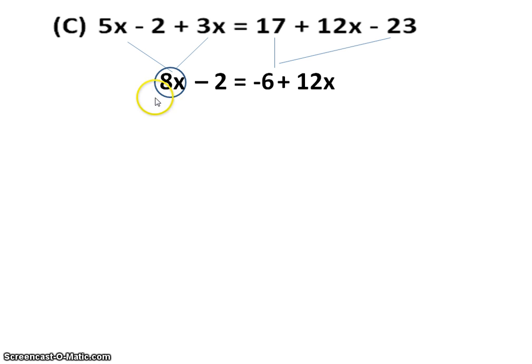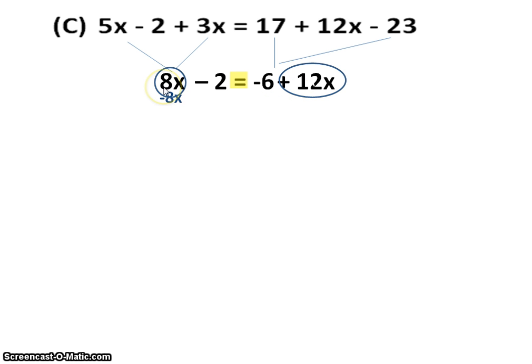Now I'm going to continue to look for like terms. On the left-hand side I have an 8x. On the right-hand side I have a plus 12x. Again, you're going to include the sign in front of the term. But because there's an equal sign separating these like terms, that means I'm going to have to eliminate one from a side to bring it to the other side.